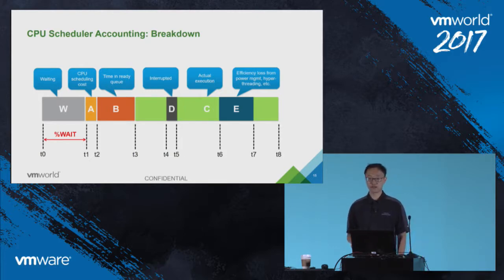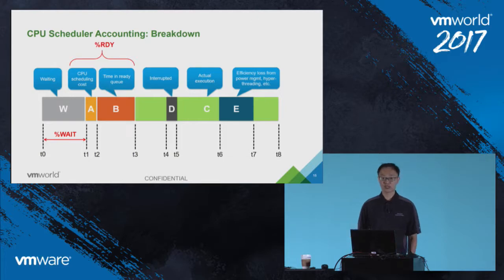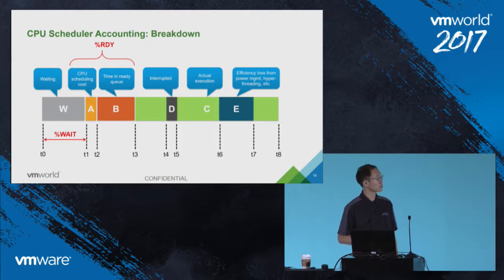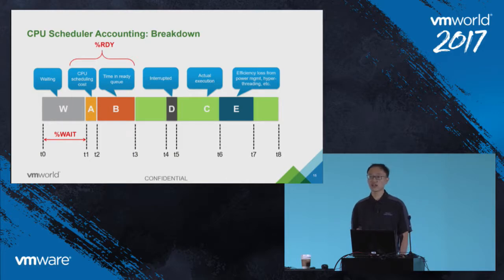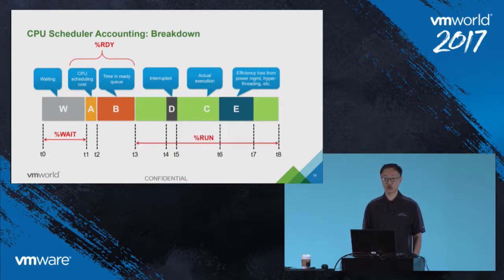So the wait time you see from stats is the gray box. The ready time consists of the queuing time, which is B, as well as the scheduling overhead, which is A. So should I be worried about scheduling overhead? Scheduling overhead is minimal. It's around microseconds level. So unless your workload sleeps and wakes up a couple of times per millisecond, you probably don't need to worry about this. Runtime, which is the utilization, as I mentioned before, is the green bar.